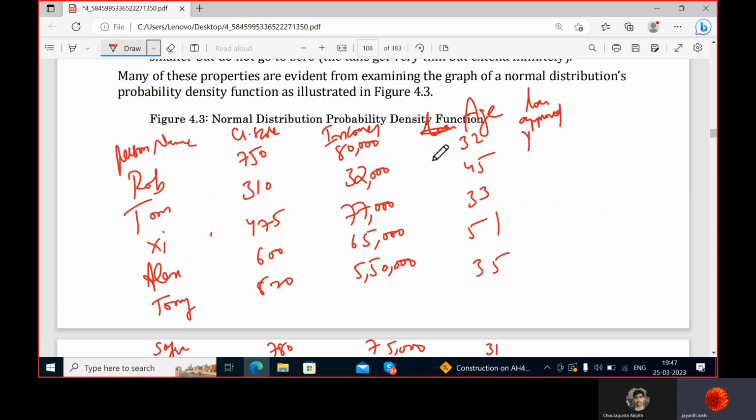So yes to Rob, and because the credit scores are good. Serious no for Tom. Yes, no, yes, of course, yes, and yes. Okay, status. And then logarithm. See, this is following what? Log normal distribution. Correct, Abhijit? Yes, it is.